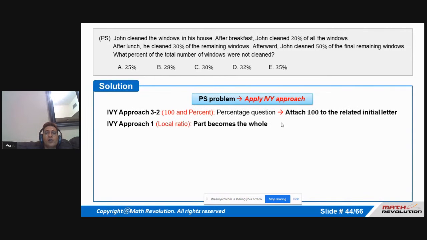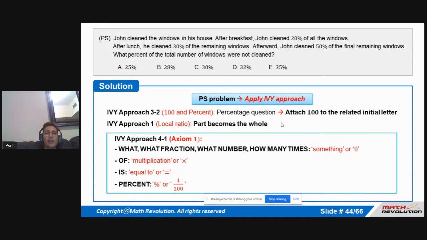We're talking about the windows, which is W. Number would be 100. So the first slide right now would be pretty inferred. It will have IV approach 3, 2, which is 100 and a percent. It will have a logical ratio application. It will have an axiom 1 application, which deals with the words what, fraction, of, multiply, is equals to and percentage 1/100.